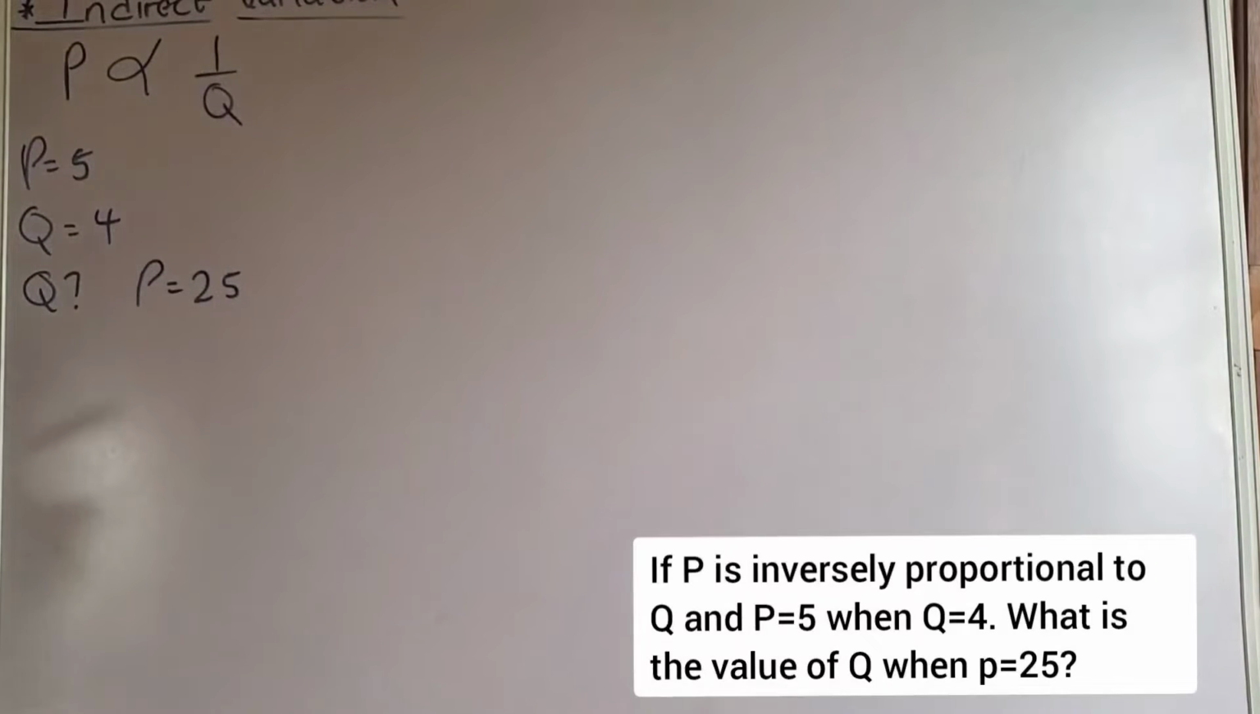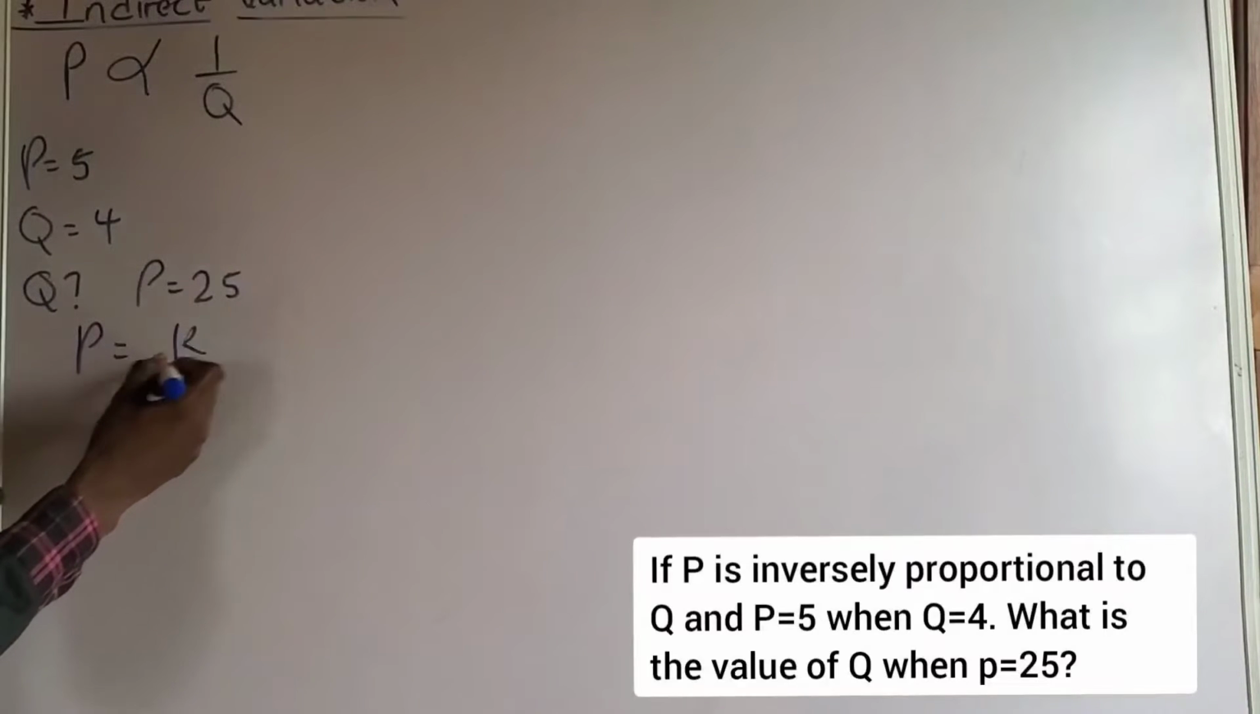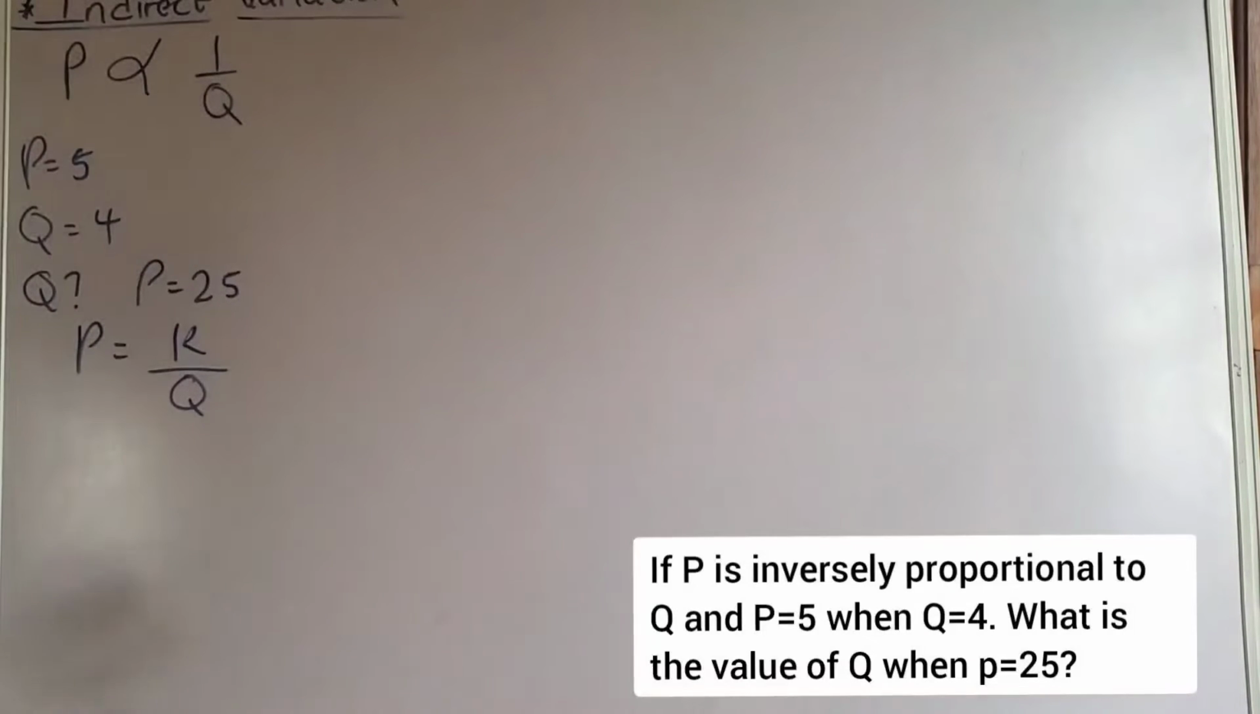Well, to solve this question, the first step is that you have to change the variation sign to an equals sign. So we are going to have P equals K over Q, where K is the proportionality constant. Don't forget, we learned that in our previous class. If you missed that class, kindly check the description or the first comment and click on that link to watch the full class of this video. So we have P equals K over Q.